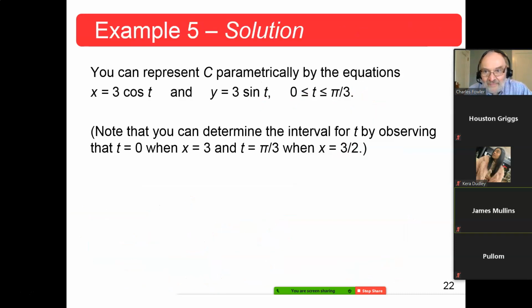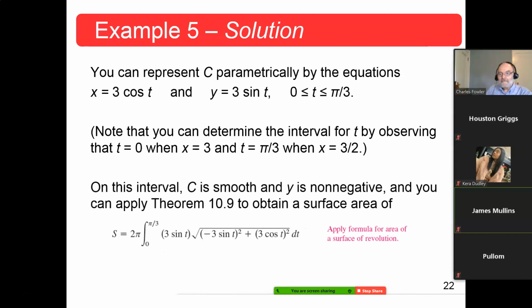Let's see how they did it. You can represent C parametrically by the equation x is equal to 3 cosine t, y is equal to 3 sine t, just like we did, and t is going from 0 to pi thirds, just like we did. Note you can determine the interval for t by observing that when t is equal to 0, x equals 3, and when t is equal to pi thirds, x is equal to 3 times 1/2, 3 halves, and that gives you exactly your limits.